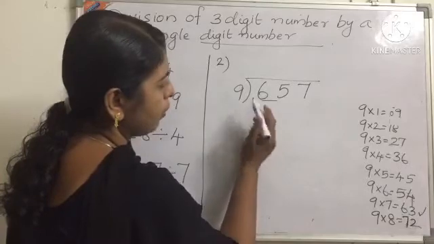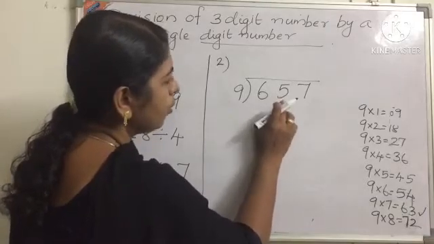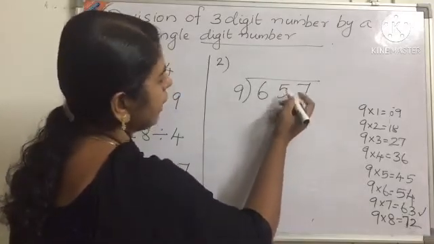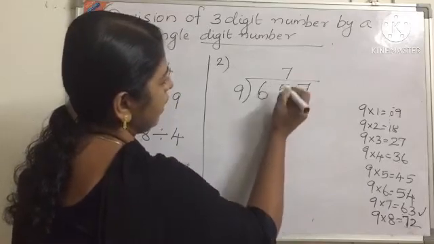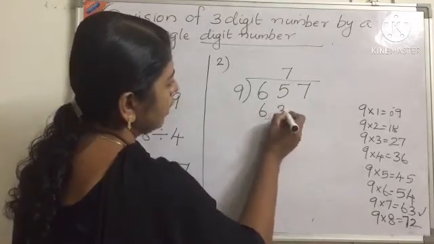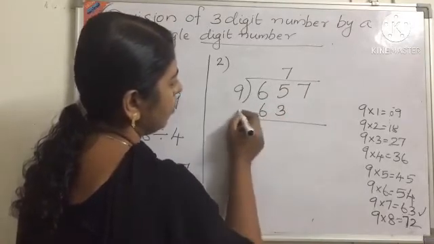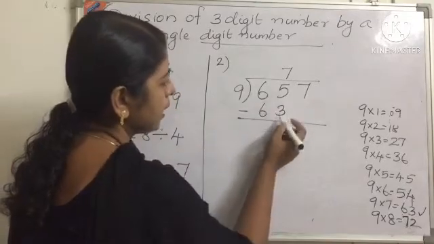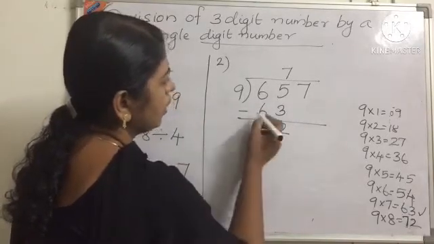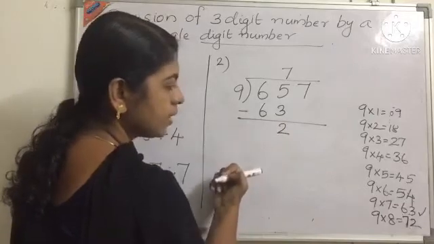Above 6 or above 5. We want to write above of 5. Okay, then here it's 7. Here 63. Then we want to subtract. 5 minus 3 is 2. Then 6 minus 6 is 0.